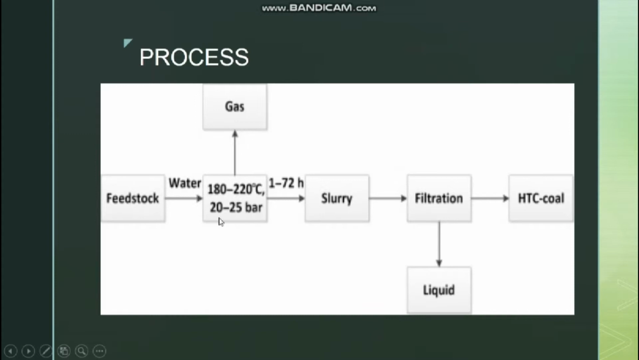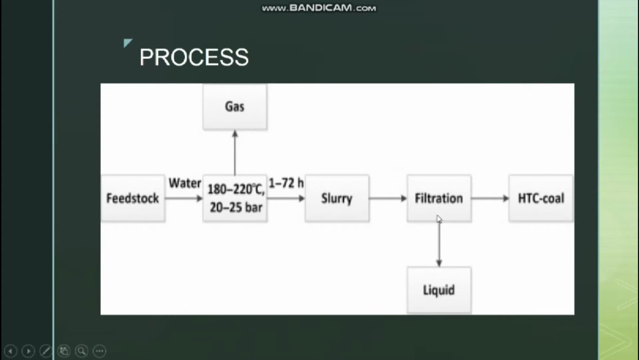During this stage, there are two products that we produce. First is gas and second is slurry. Okay, we may move to the slurry. The slurry is in the form of aqueous brown coal. Because it has high content of water, we need to remove the water content to get the final product.